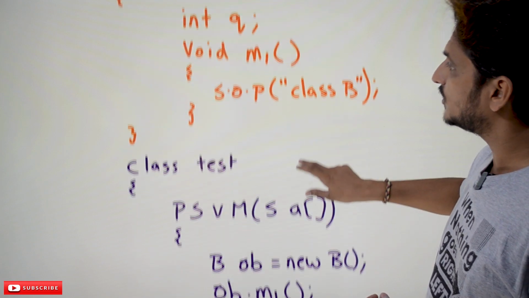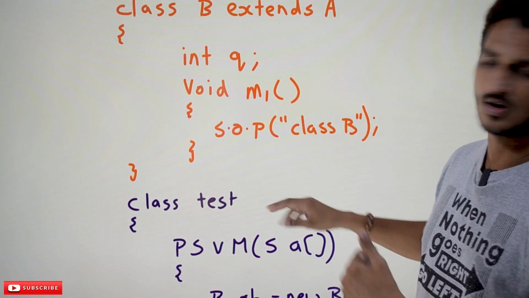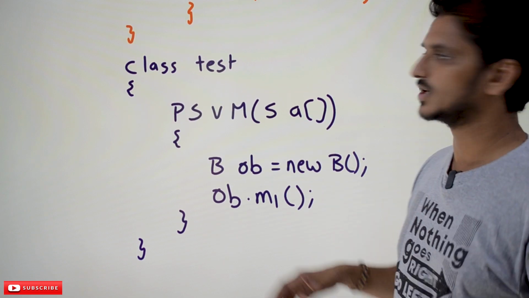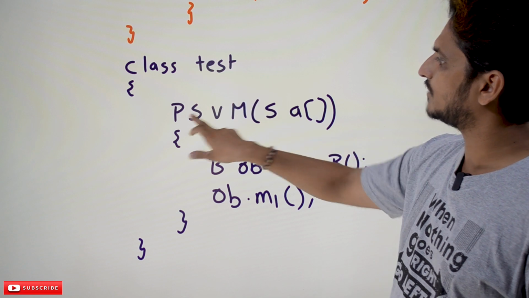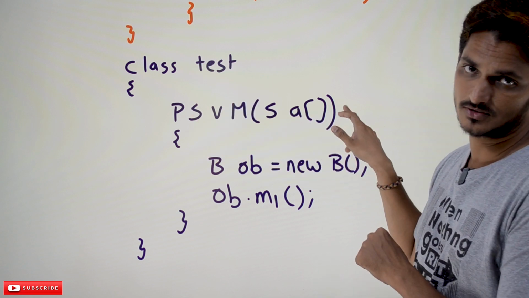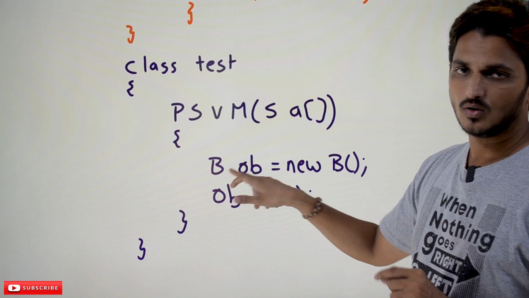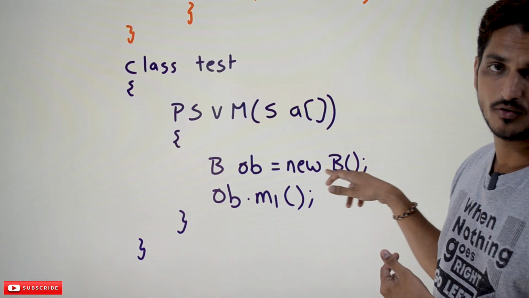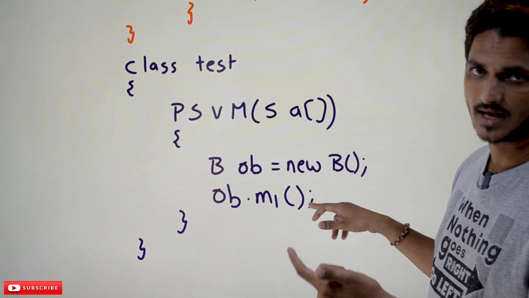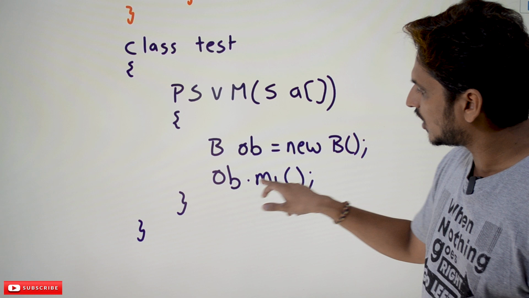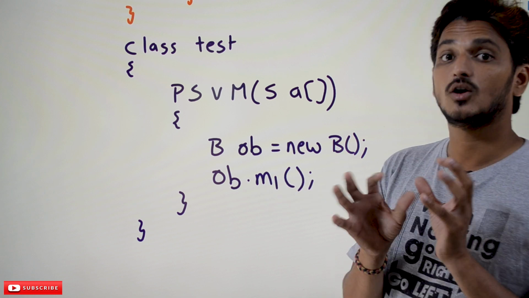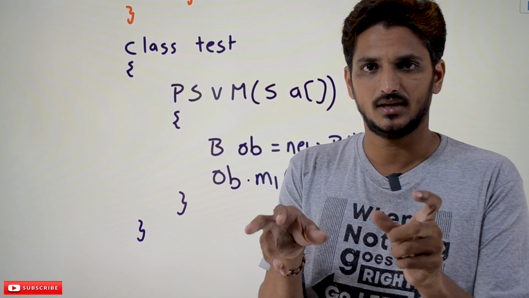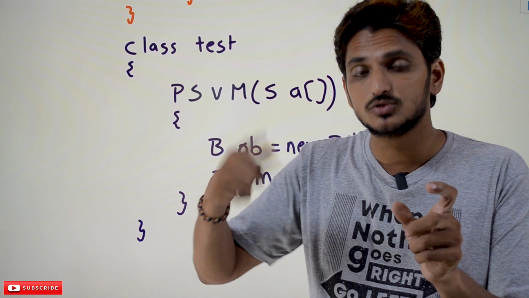And one more important point you need to understand from the method overriding concept, based on the execution order. Class test, public static void main of string arguments of. Here we are creating an object for class B. B ob is equal to new B of. We created an object for class B, and ob.m1 of. So we are calling the method m1 from object ob. Which m1 is it going to call?